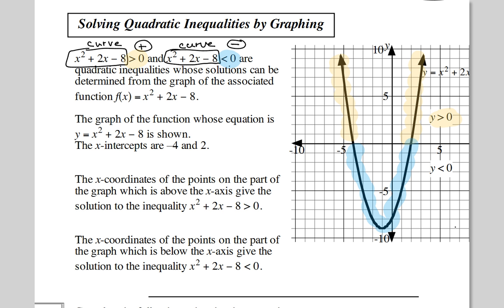But when you go to solve for this, they're going to be asking for x values that make this happen. So the solutions will look more like this. You want to shade the x-axis. So this is what we're looking for.